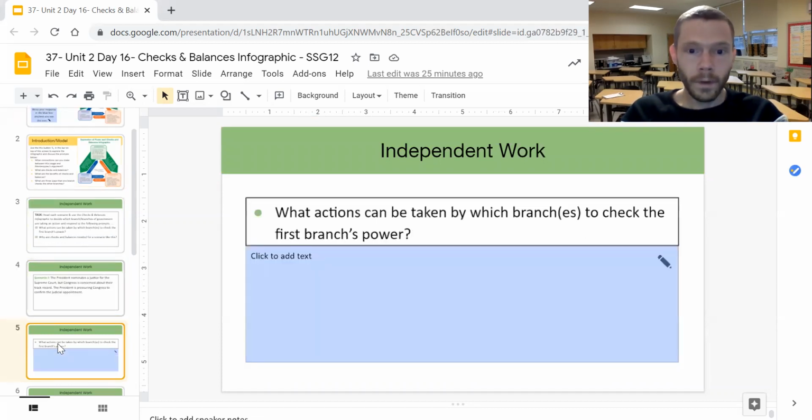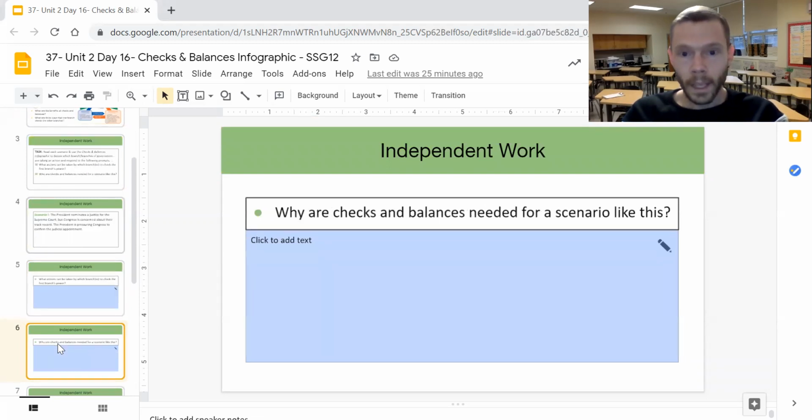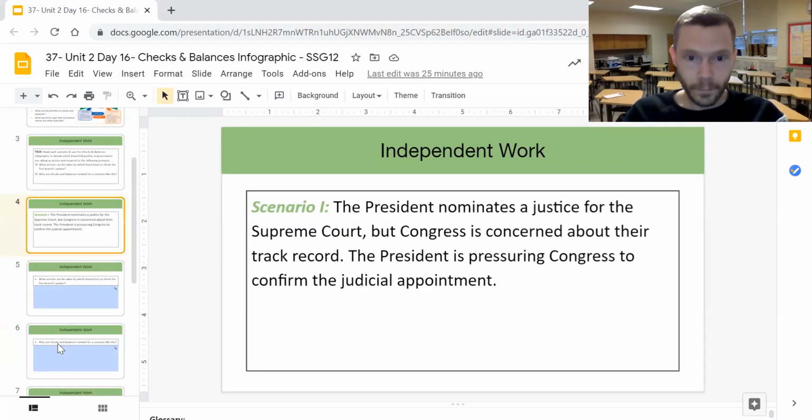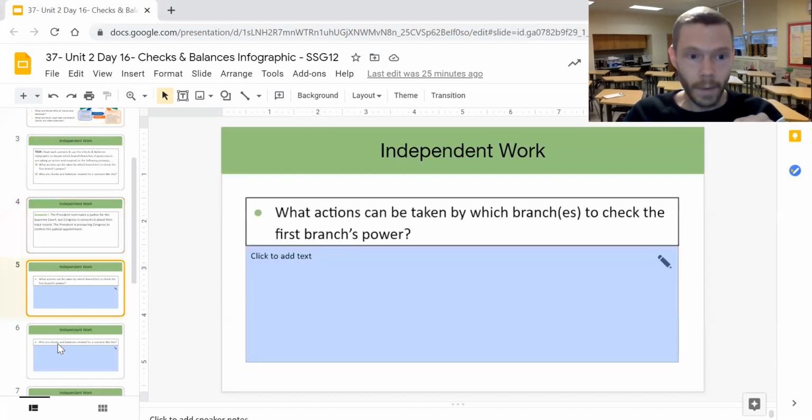Okay, so we have to figure out what action can be taken by which branch to check the first branch's power, and why checks and balances are needed. So the president wants to have a justice on the court, but it's the power of the Congress, particularly the Senate, which has the power of advice and consent to either approve a presidential appointment or not approve it. So no matter how much the president pressures the Congress, it's ultimately up to the Congress to decide whether or not this judicial nominee will actually be confirmed. So the Congress can check the presidential appointment power here.